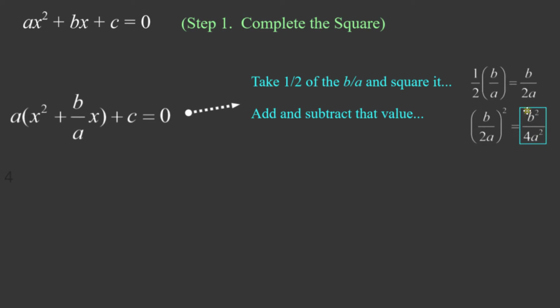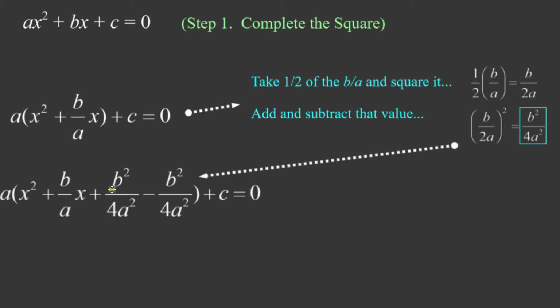Now what I've got in this box here is the magic number that comes back when we're continuing to complete the square, and we add and subtract that value. That's the value that is creatively adding 0 when completing the square.